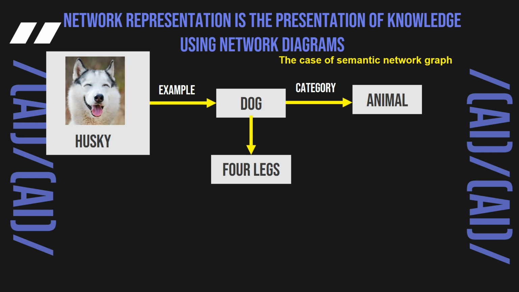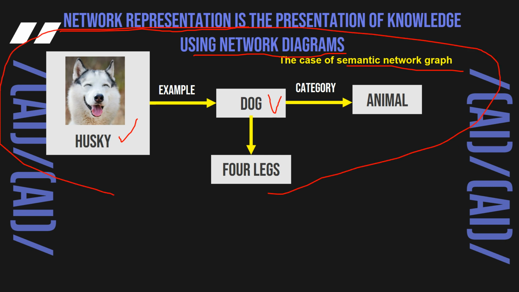And this is called a network representation. It's the representation of knowledge using network diagrams. And this is a case of a semantic network graph. For example, this is husky right here, and the example is, it is a dog, right? And the category is under the animal, right? And this has 4 legs. So you can do this by yourself. It's called the semantic network graph.